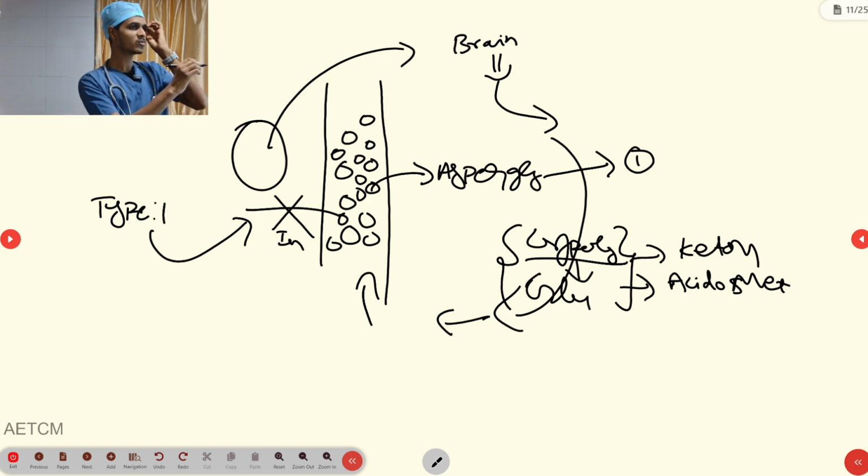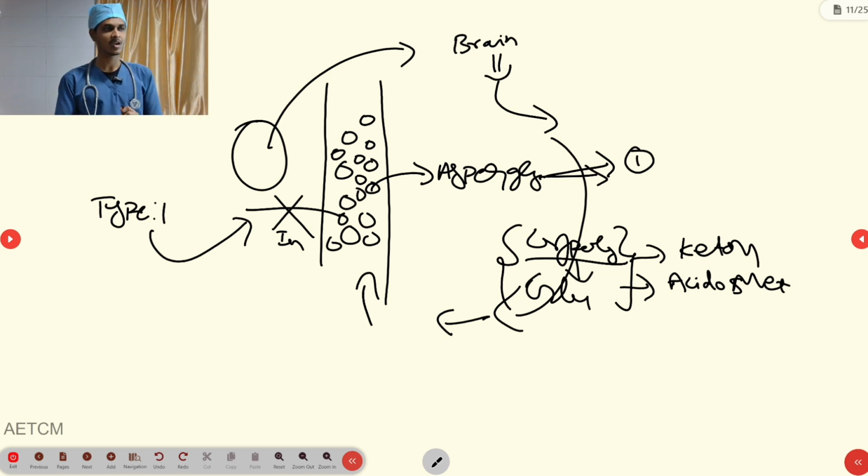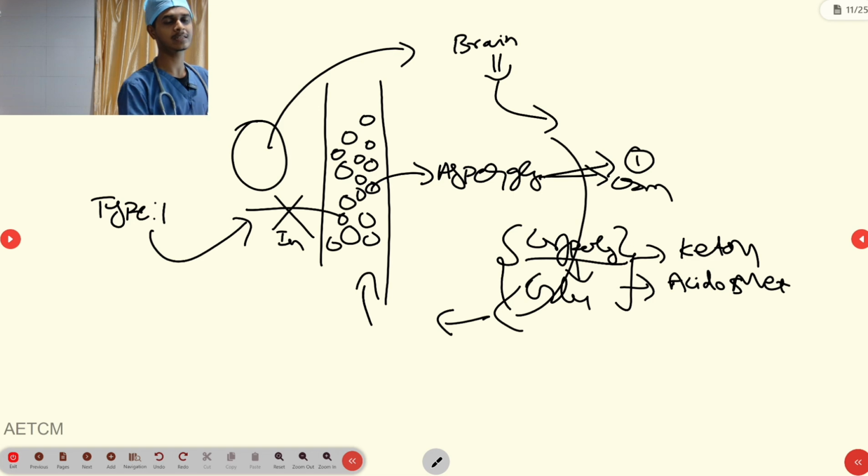And then one more thing: because of this hyperglycemia, it will create an osmotic diuresis, means there is an increased amount of solute in your blood vessel. Because of that increased solute, it will induce osmotic diuresis, so the body will lose a large amount of fluids and electrolytes.